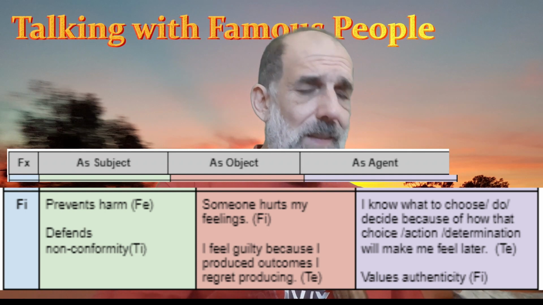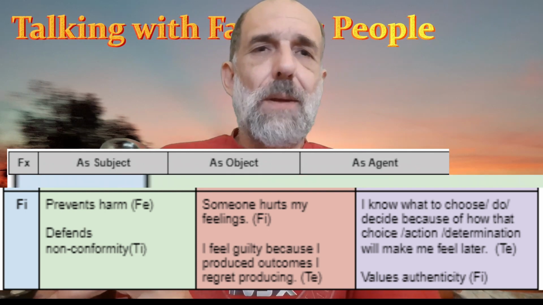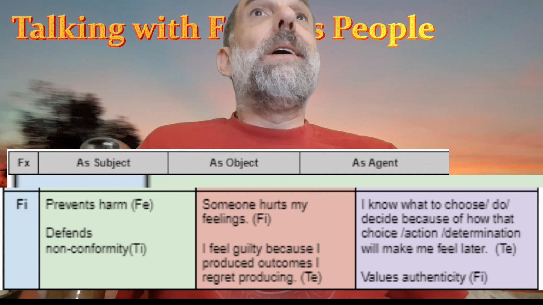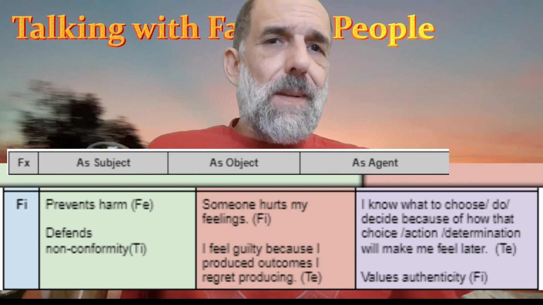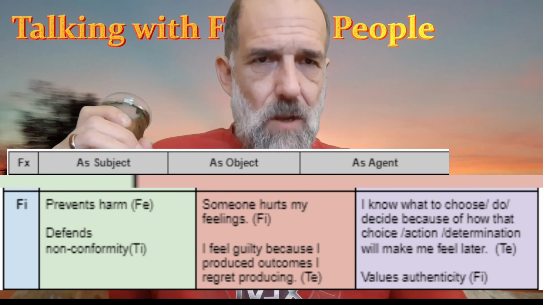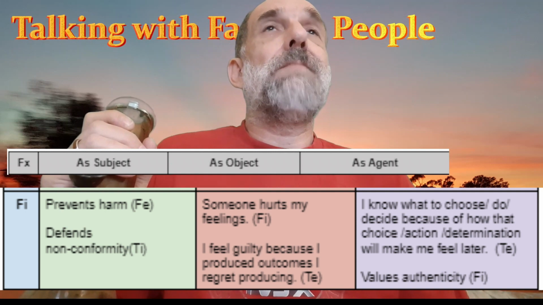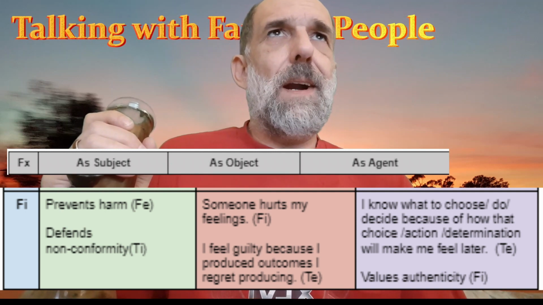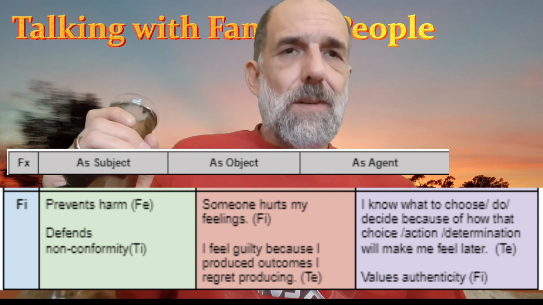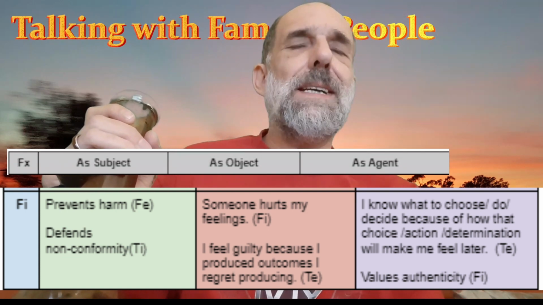Links to FE simply in that FE will validate that, expects that of somebody who loves somebody else, to prevent harm to them. It also defends nonconformity, though, and in that regard is consistent with its TI, other deliberation function. Someone hurts my feelings. That's me being the object of FI. You might say, well, you're the object of FE. Well, no, my FI is functioning as an object.